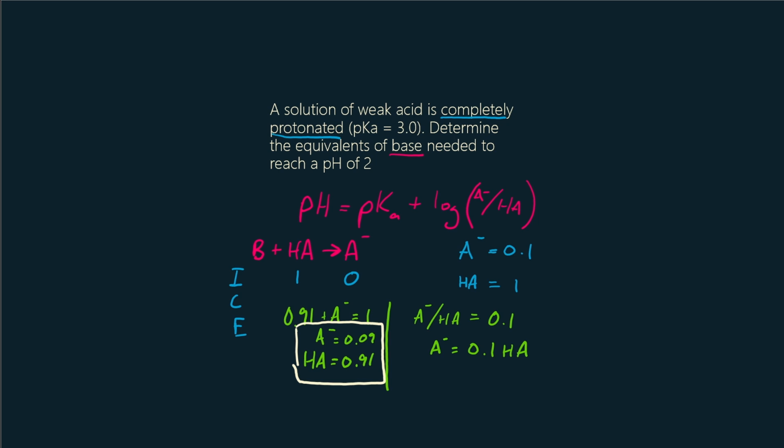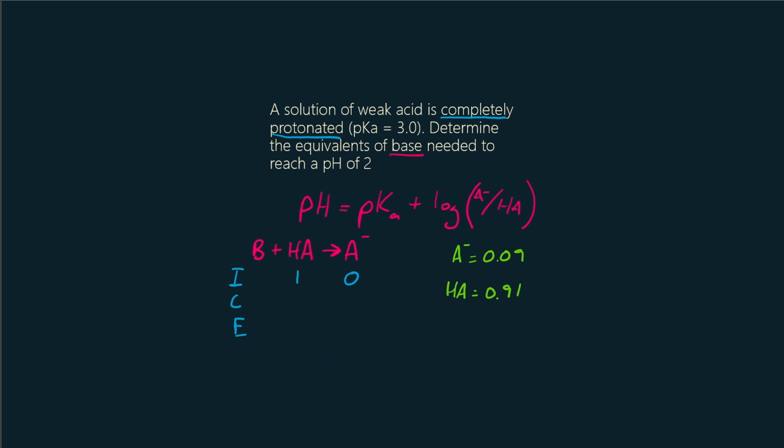So essentially, this is our ending point once we get to a pH of 2. This means that these two values act as the ending point, the E for the ice table.